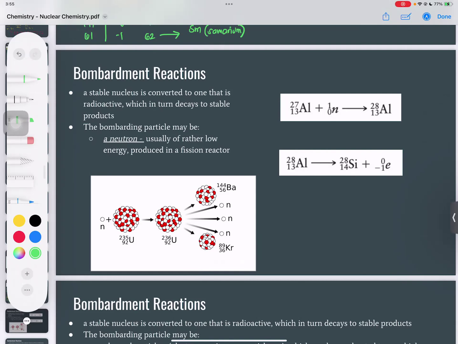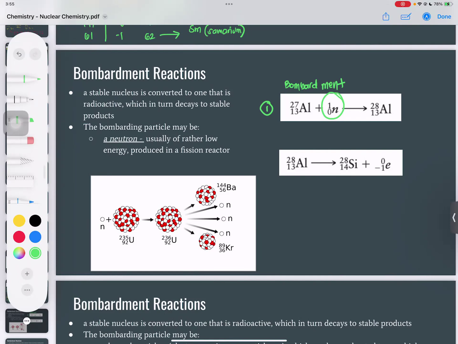So this is the first step. You bombard it. This is bombardment. Upon bombardment, you are bombarding with a neutron. So still balanced. And bombarding aluminum-27, you could get its radioactive isotope, which is aluminum-28. Now, aluminum-28 is radioactive and it decays by beta emission. So, through beta emission, it can decompose into silicon-28, which is more stable.